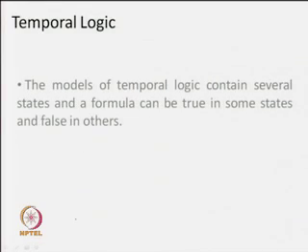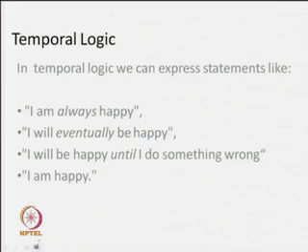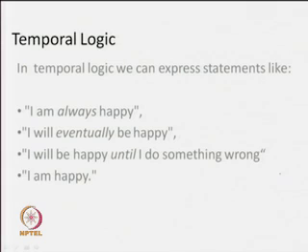For that we need models. The models of temporal logic contain several states, and a formula can be true in some states and false in others. Now, what can we represent in temporal logic? We can express statements like "I am always happy", which says something about the state of my mind. On the other hand, "I will be eventually happy" means that sometime I will be happy. Or "I will be happy until I do something wrong", that is, I will remain happy until I do something wrong. These are the things we can express. This is a simple example, but we will see what we can do.